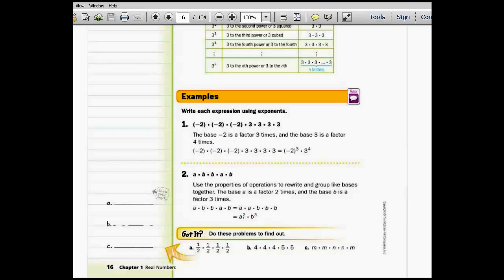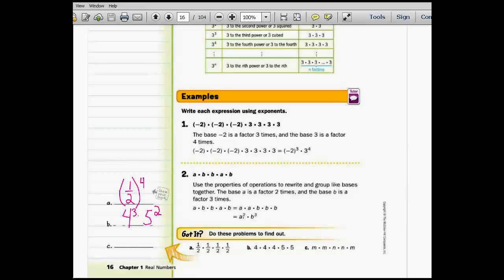So for a, if you have four 1/2s, that is (1/2). And we're putting this in parentheses because we don't just want the 1 taken to the 4th power. We want all of it. So it's (1/2) to the 4th. For b, we have three 4s. So that's 4 cubed, and we have two 5s, so 5 squared.